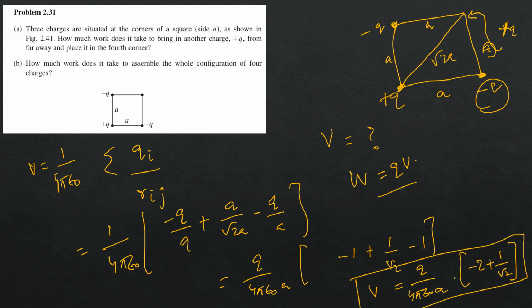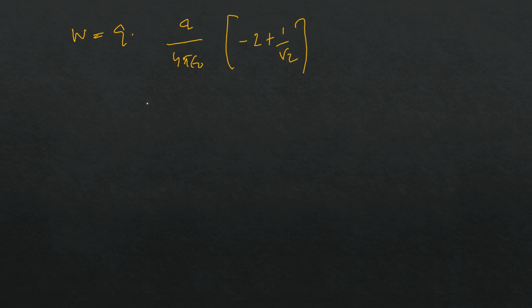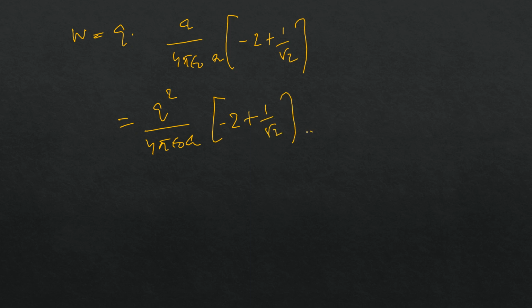So work done will be how much? Work done is q into potential, q into q by 4 pi epsilon naught a, minus 2 plus 1 by root 2. So W is equal to q square by 4 pi epsilon naught a, sorry, I missed the a, minus 2 plus 1 by root 2. Okay, so this is the work done. Is that clear? This is the work done to bring in the fourth charge to the square.